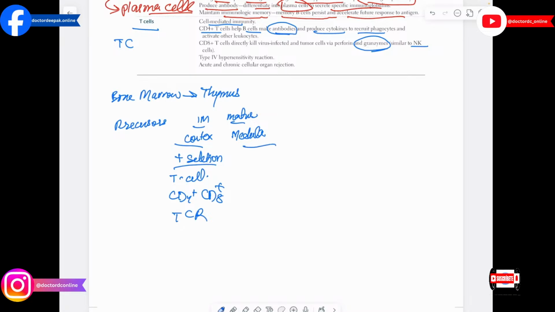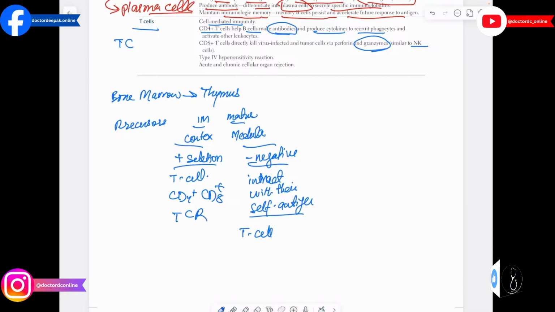Negative selection is also there, in which they have to interact with their self-antigens. So if the T cell is going to interact with its own antigen, then it will kill its own cells.